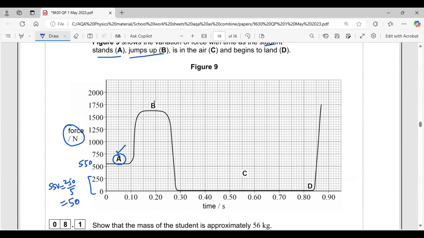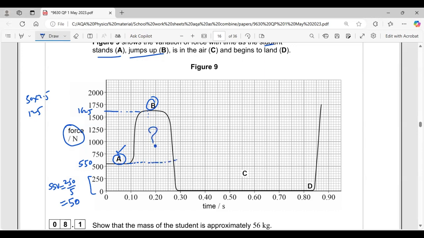Now at B, she jumps up. So the reading changes from 550 to somewhere here, which is 1, 2, and 2.5. So 2.5 means 50 into 2.5 means 125. So you add that, and it is 1625. It changes to that, and then it goes back to 0 again. So at this time, she is going to jump up from this point.